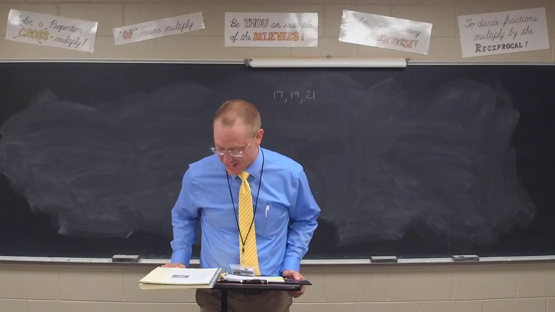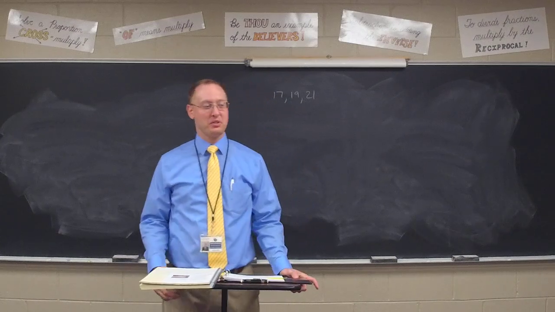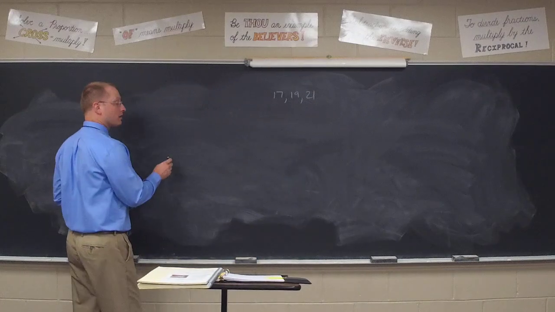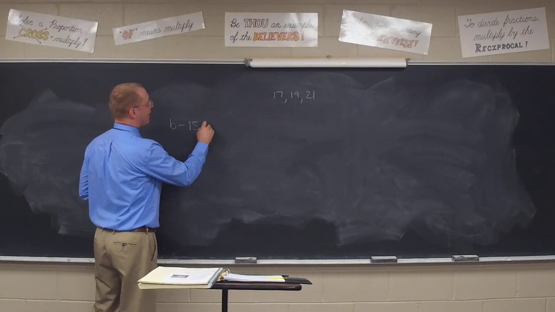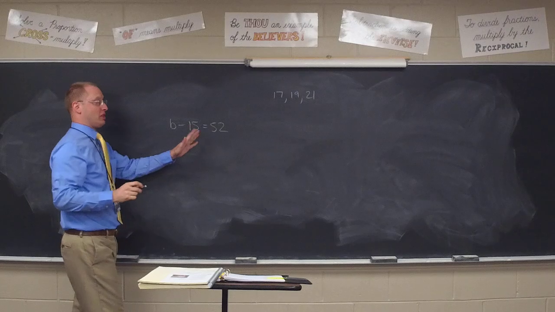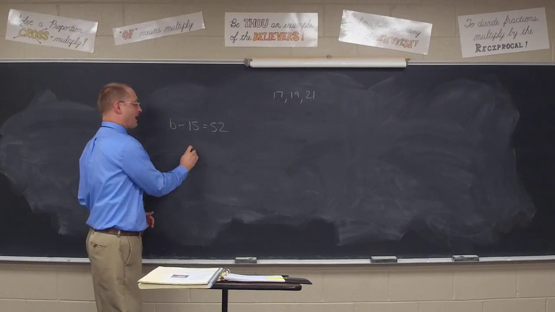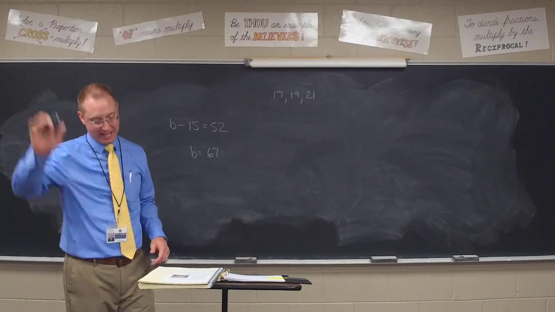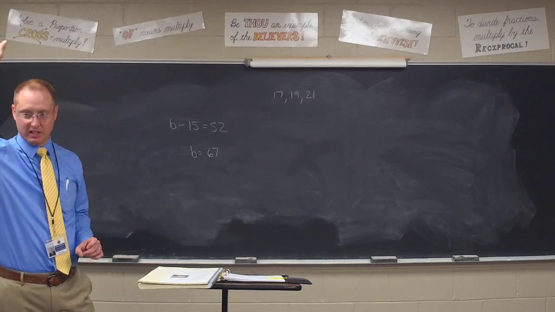All right, let's take a look at these together. Number 17. What was your equation, Luciana? B minus 15 equals 15. Excellent. Let's then flip it around. And what was your answer for B? B equals 67. 67 is correct. How many had that for number 17?